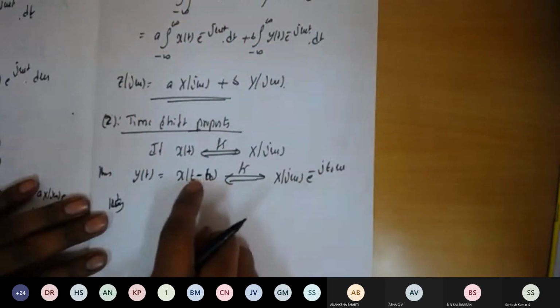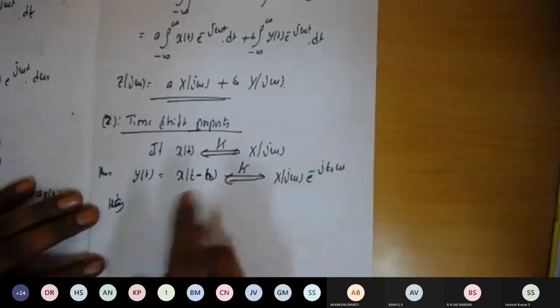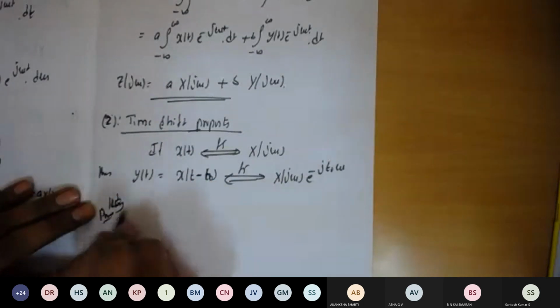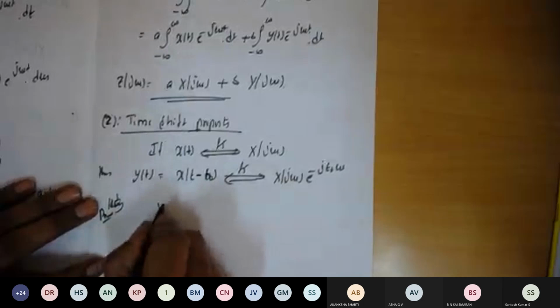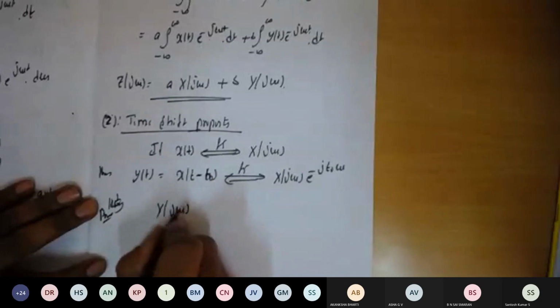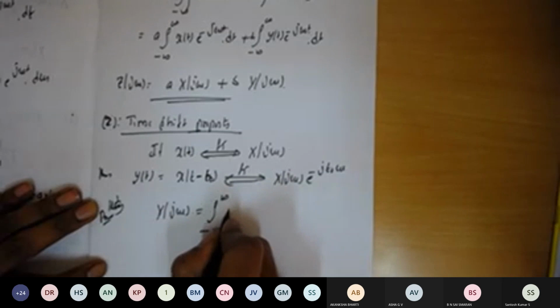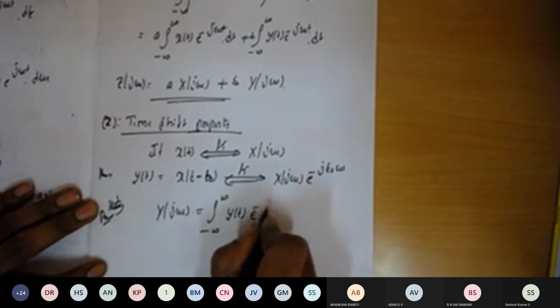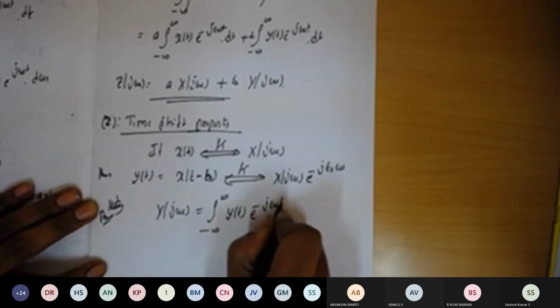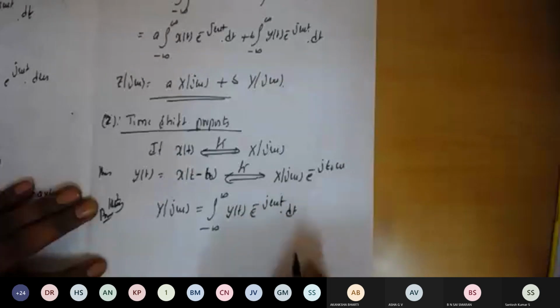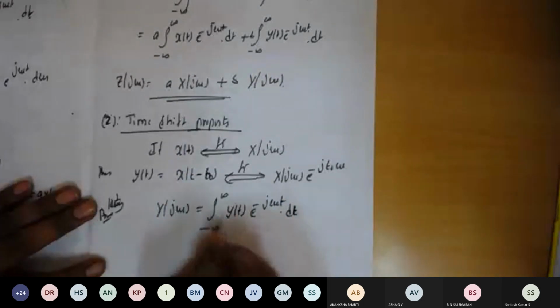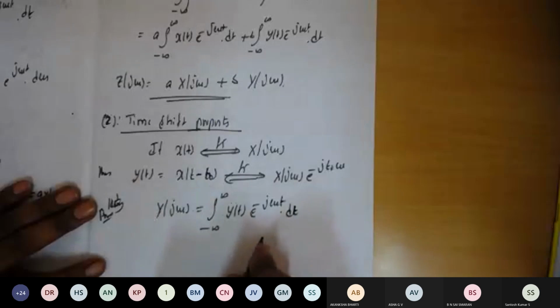Now, in order to prove this property, let us consider the Fourier transform of the signal y of t. So y of j omega is nothing but the Fourier transform of y of t. This is given by integral from minus infinity to plus infinity y of t into e to the power of minus j omega t into dt. So this is the Fourier transform of this signal.